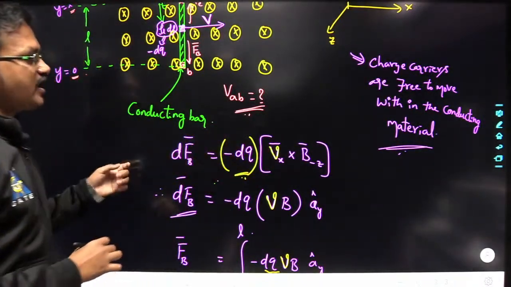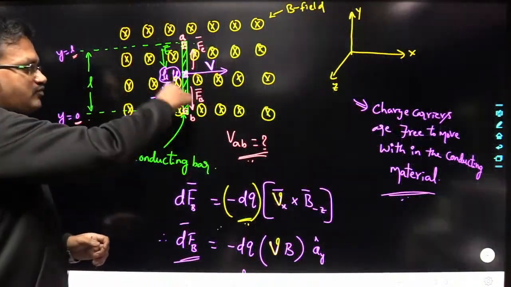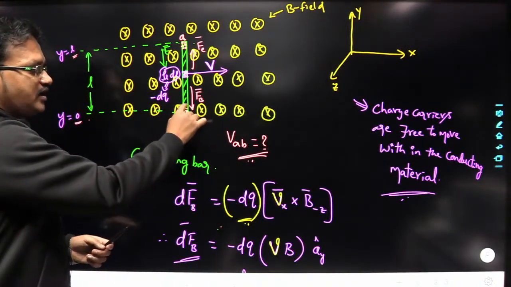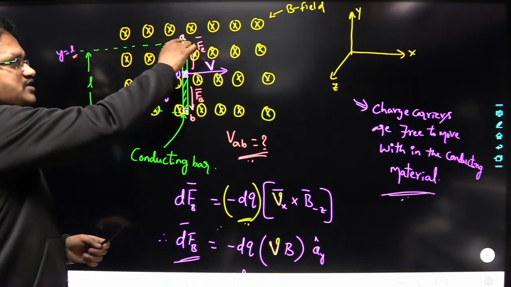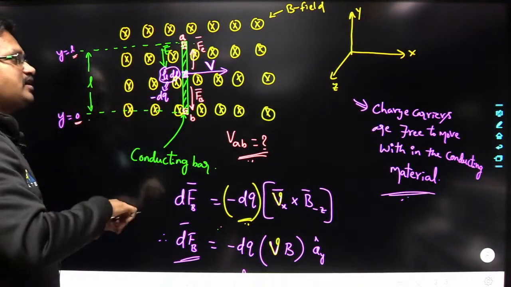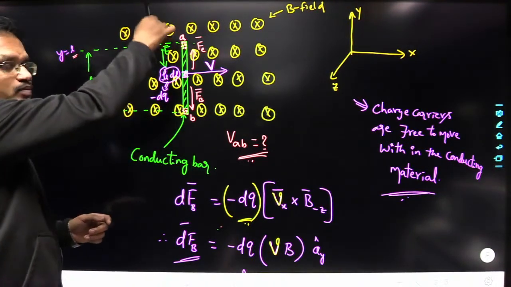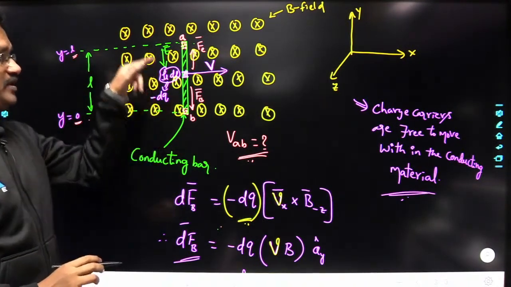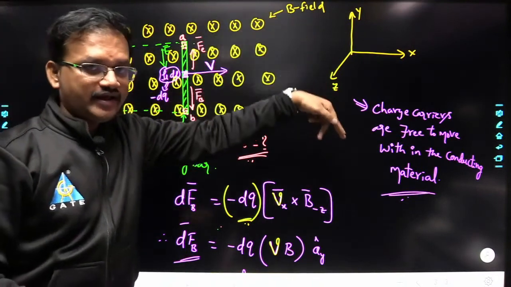So negative charge carriers are going to experience the magnetic force in the downward direction, and hence all the negative charge carriers will accumulate here, and hence a positive charge develops here. The electric field will point from plus to minus, that is in the downward direction. That means it is pointing in the negative y direction here.